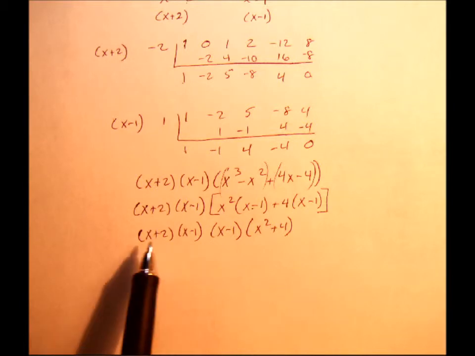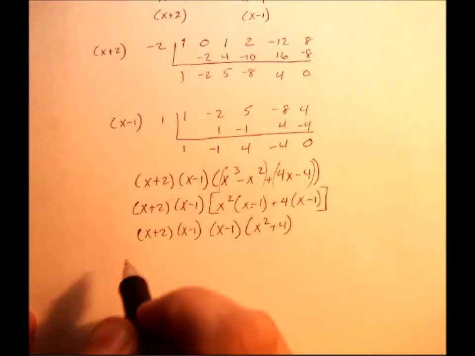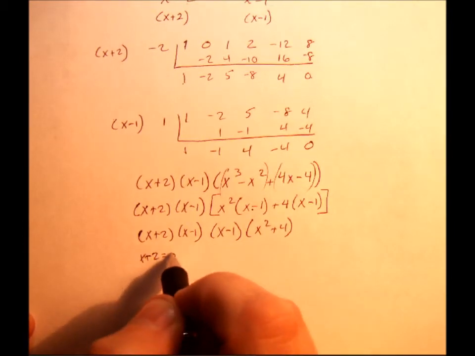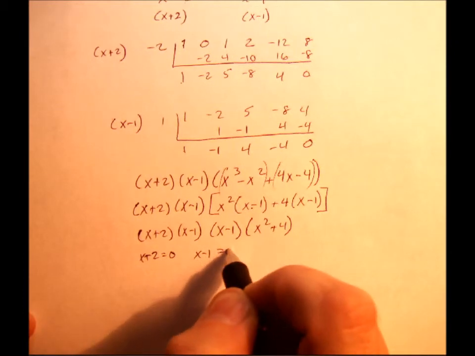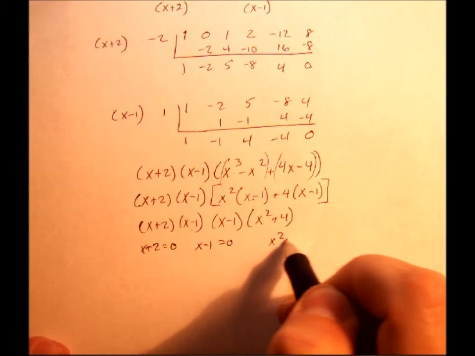It says list as a product of linear factors. That is about as far as we can take that, because we can't factor x squared plus 4 any further. Then we set each factor equal to 0. So x plus 2 equals 0, x minus 1 equals 0, we don't really need to do both of those, and x squared plus 4 equals 0.